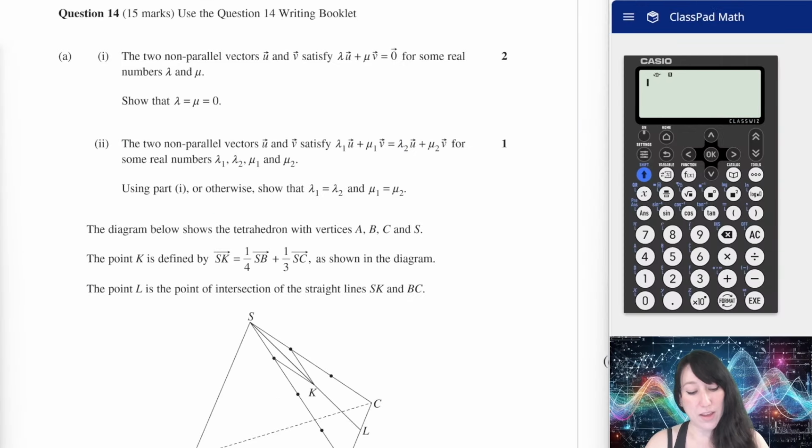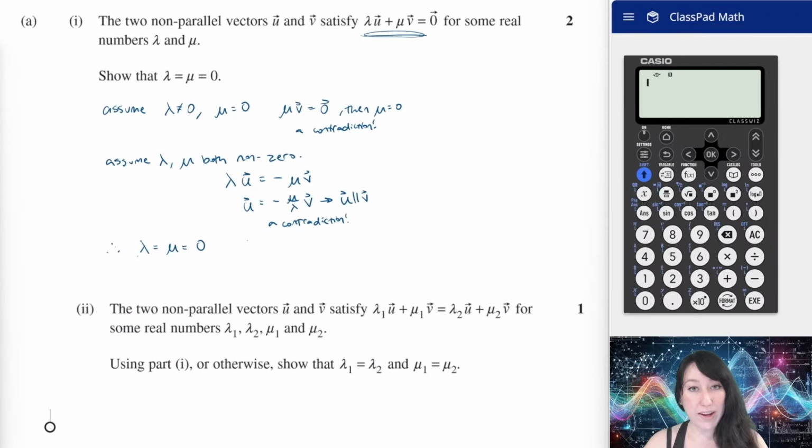Part 2. The two non-parallel vectors, u and v, satisfy lambda 1 times u plus mu 1 times v equals lambda 2 times u plus mu 2 times v for some real numbers lambda 1, lambda 2, mu 1, and mu 2. Using part 1 or otherwise, show that lambda 1 is equal to lambda 2 and mu 1 is equal to mu 2. Alright, let's take that equation and move everything to one side to get the u's and the v's together.